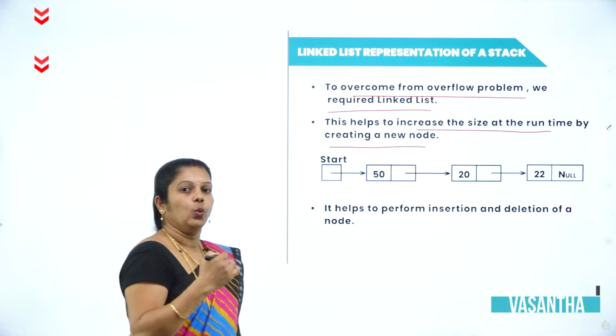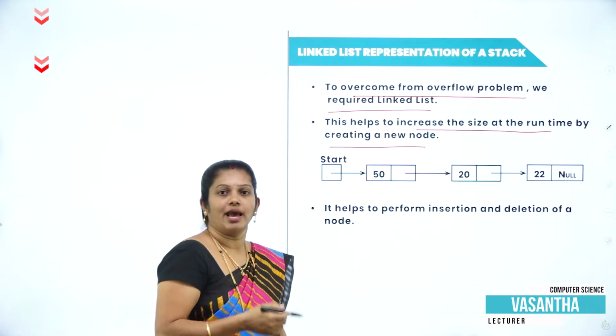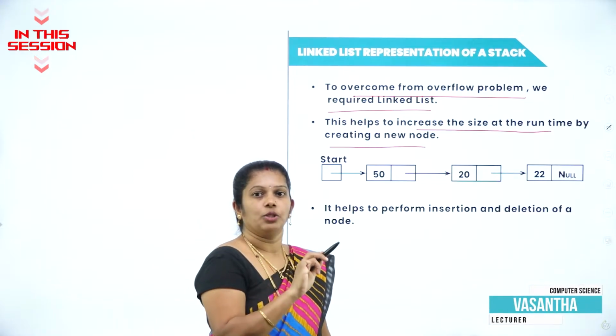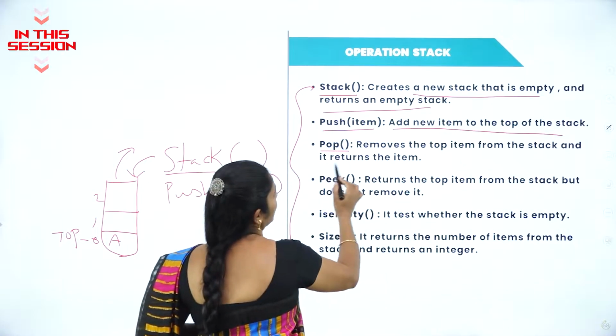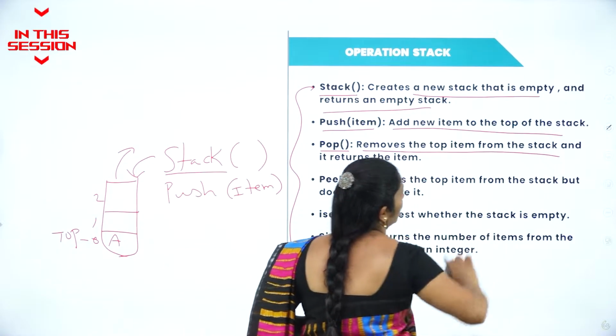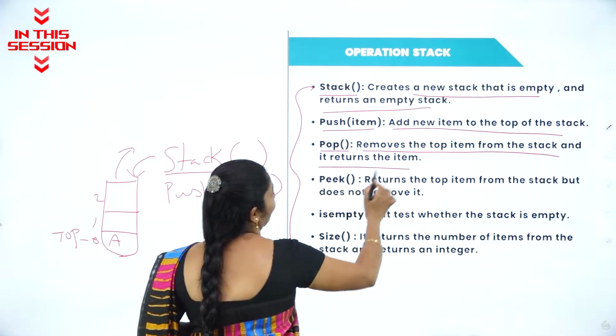In the linked list method, at runtime we are able to increase the size, whereas in the array method at runtime we cannot increase the size. The push function adds a new item to the top of the stack, whereas the pop function removes the top item from the stack and returns the item.